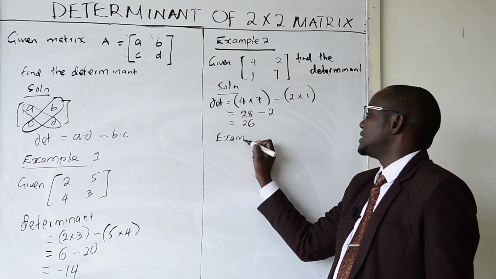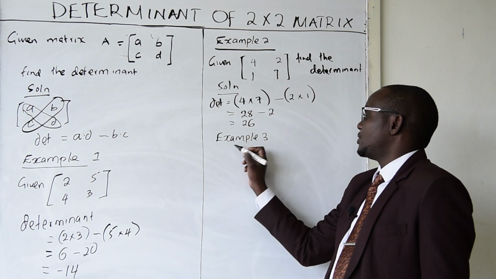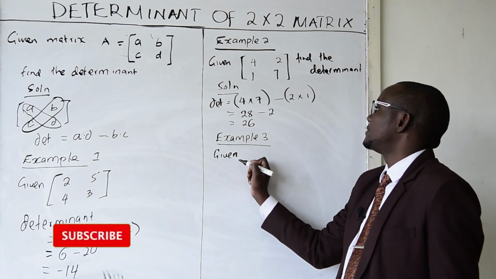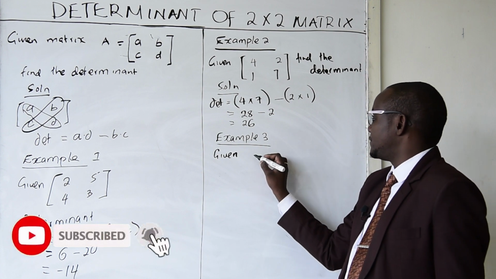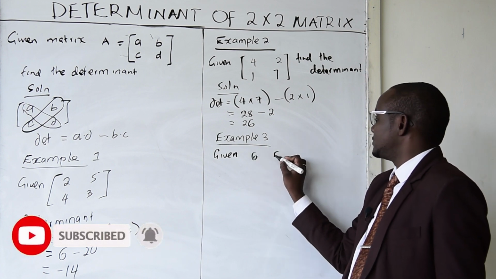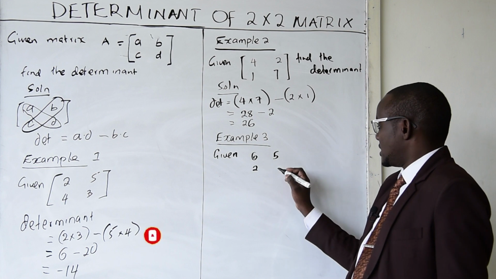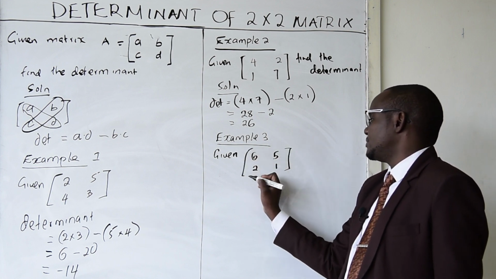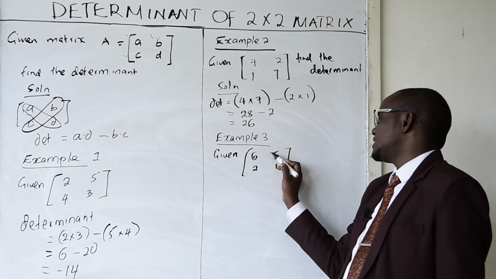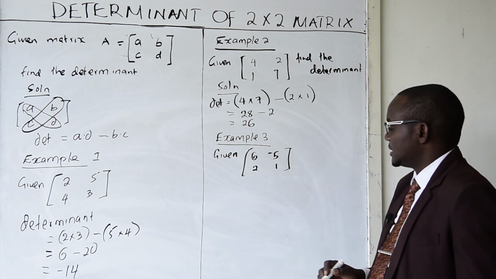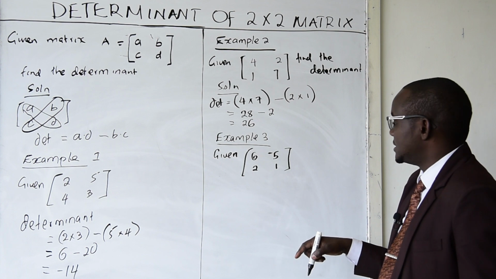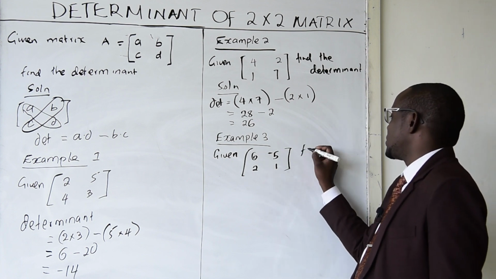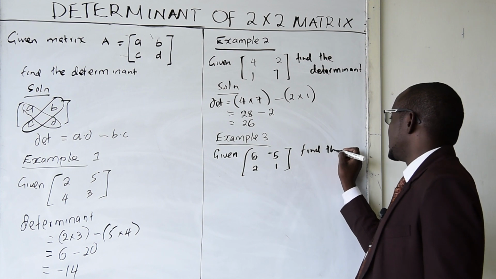We can have one more example, example 3. You can be given the following: maybe we have 6, negative 5, 2, and 1. Maybe this time we want to make this a negative, so that we can see the impact of a negative in this matrix. So you are also told to find the determinant.